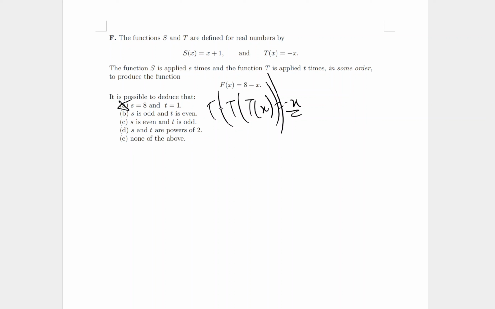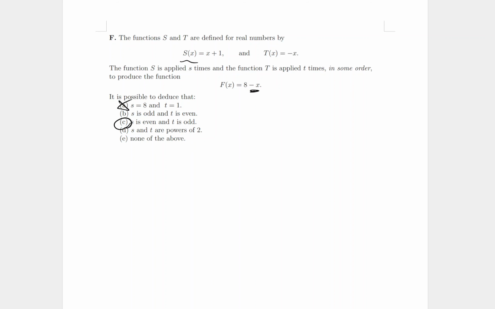So t is not 1. Okay, fine. But we know that t is odd. That's what I just said, really. T has to be odd because this is a minus x. If t is even, then you get positive x instead, which is no good. And s(x) doesn't change the positive and negative sign of x, so only t matters here. So t is odd basically tells you that C is the answer.